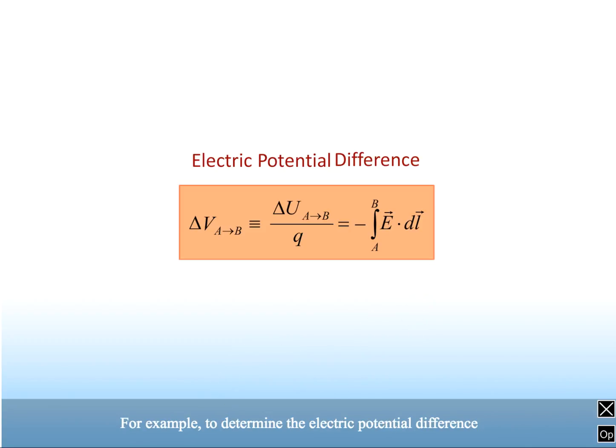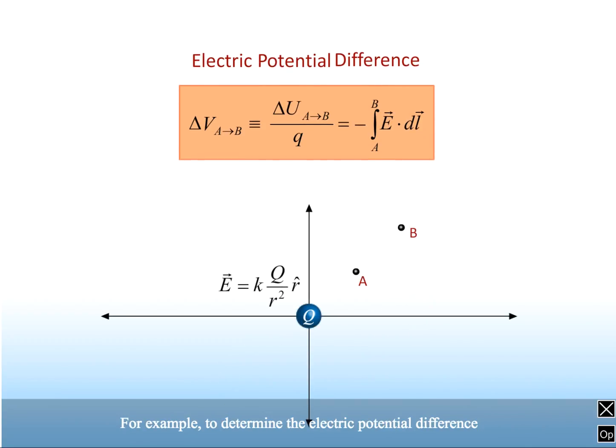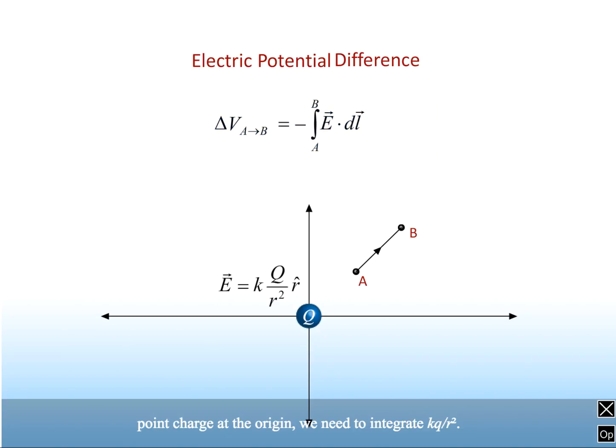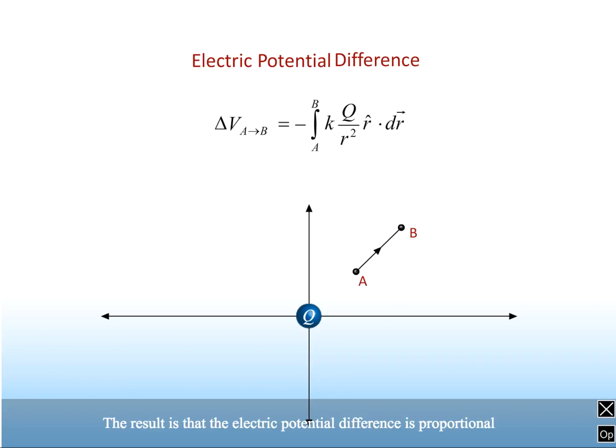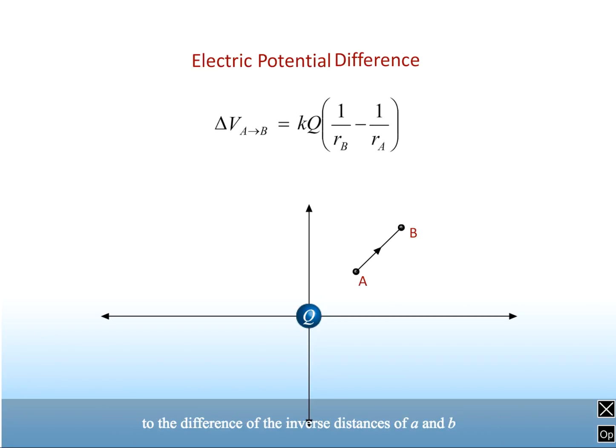For example, to determine the electric potential difference between A and B due to the electric field produced by a point charge at the origin, we need to integrate kq over r squared. The result is that the electric potential difference is proportional to the difference of the inverse distances of A and B from the point charge. This potential difference, delta V, is the physically relevant quantity.